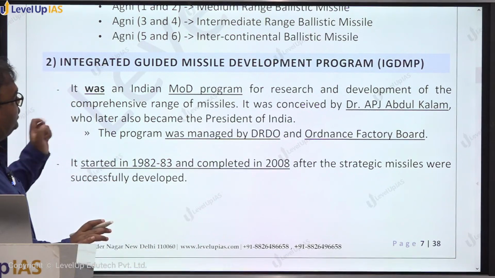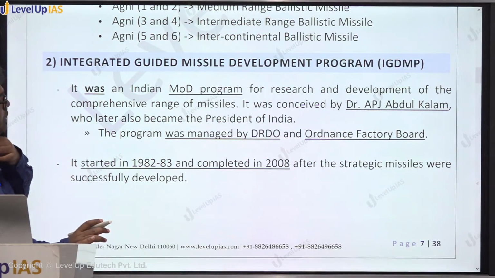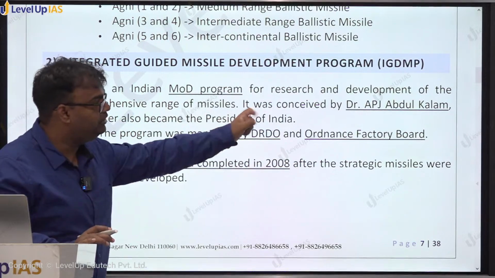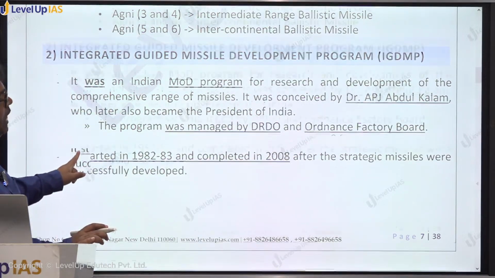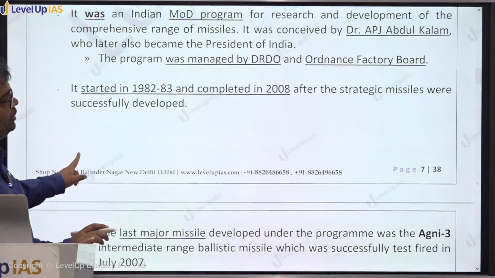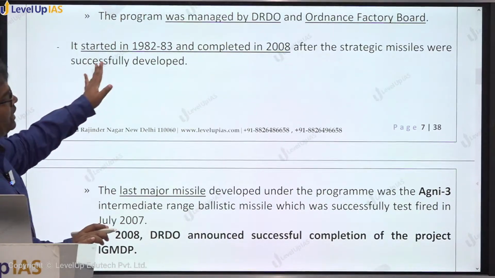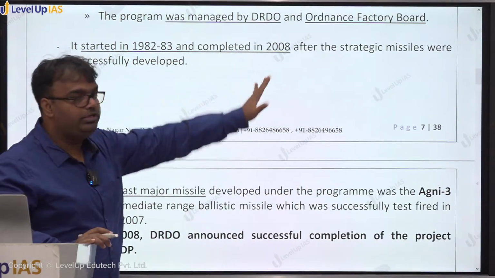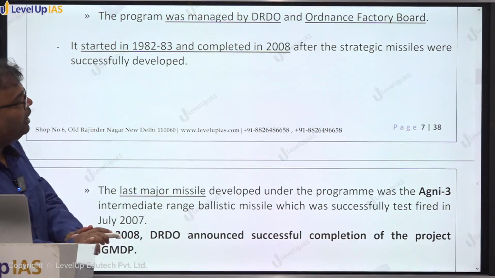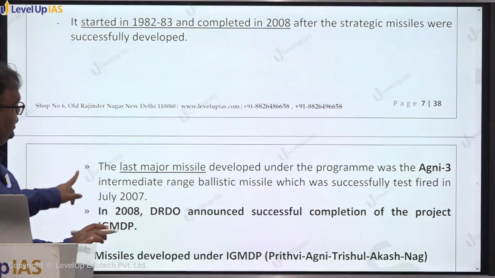So this Integrated Guided Missile Development Program was a program by the Ministry of Defense. It was conceived by Dr. APJ Abdul Kalam and the program was managed by DRDO and the Ordnance Factory Board. It started in 1982-83 and went on till 2008, after the strategic missiles were successfully developed.